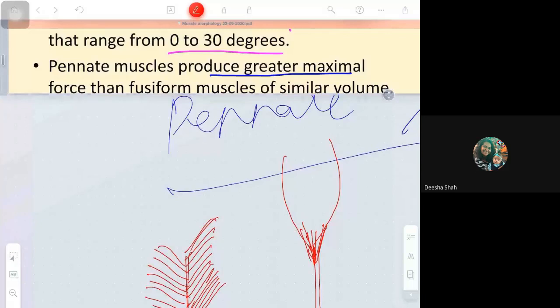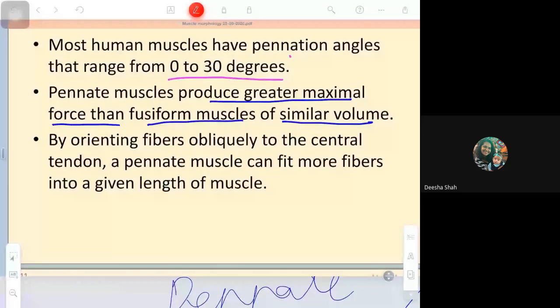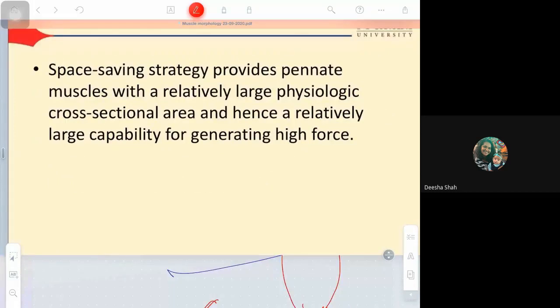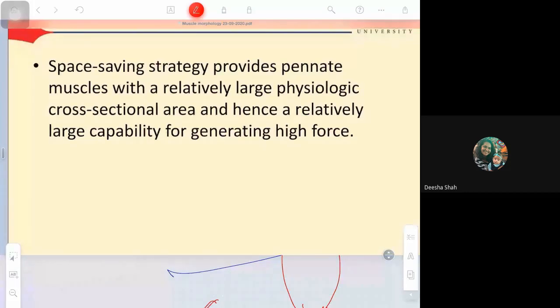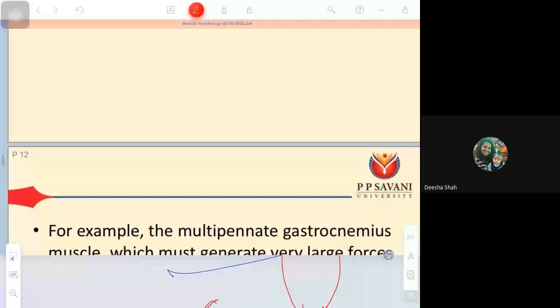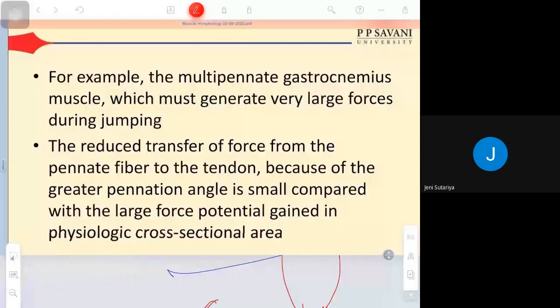By orienting fibers obliquely to the central tendon, pennate muscle can fit more fibers into the given length of the muscle. This space-saving strategy provides pennate muscle with a relatively large physiological cross-sectional area and hence a relatively large capability of generating high force. Have you got it? Understood? Yes, sir.